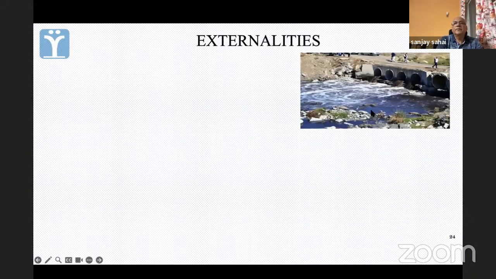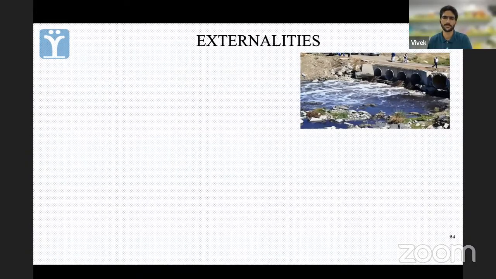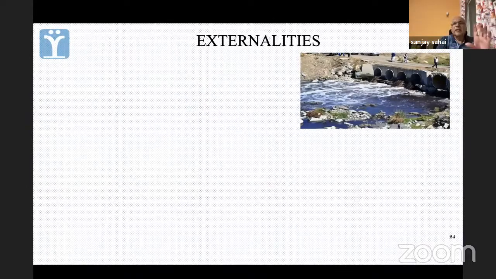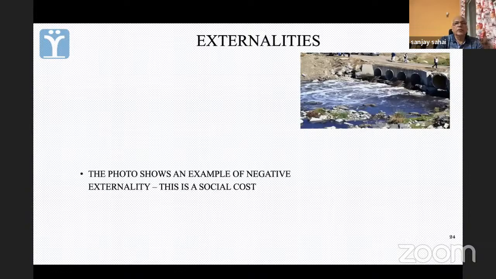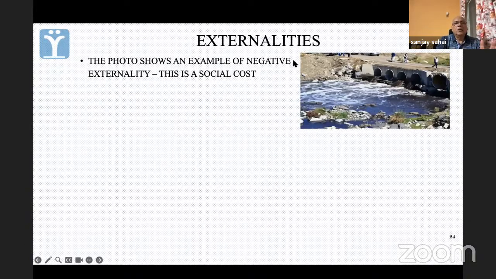Let's look at this part. Look at this photo here. What are you seeing? Sewage. So basically a polluted water. Water, it's like a nala, and there is a lot of pollution. Now, why is there pollution? Because some company is discharging its effluents into this nala. ठीक है? ये एक negative externality.